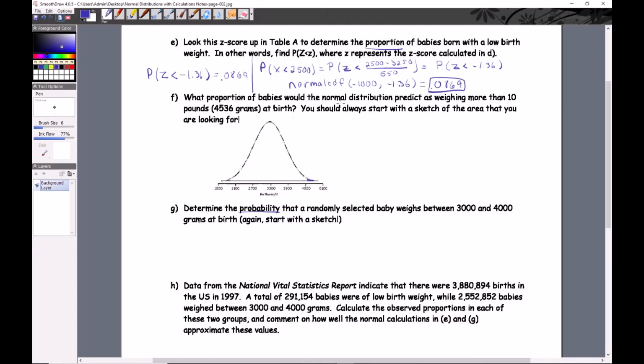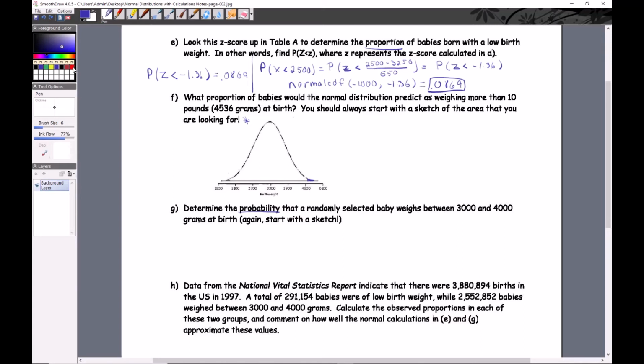Now, the one thing that I'm going to put a little asterisk on is this last sentence here. You should always start with a sketch of the area that you are looking for. This is very true. The AP graders and the AP people that write up the scoring guidelines love to see the curves. It is better than a verbal explanation. If you can label a curve correctly, then you're just telling them you know what you're doing.